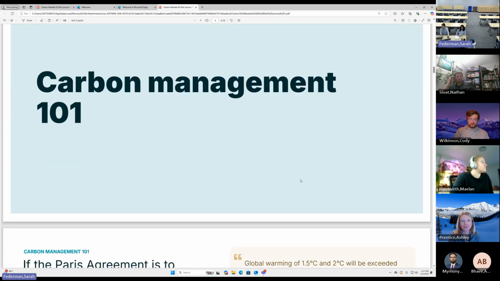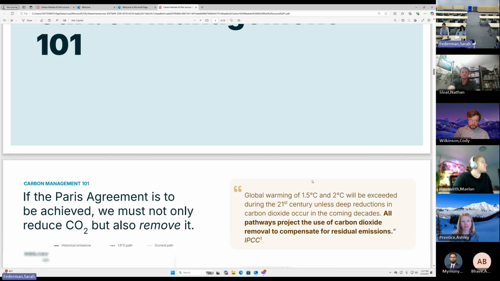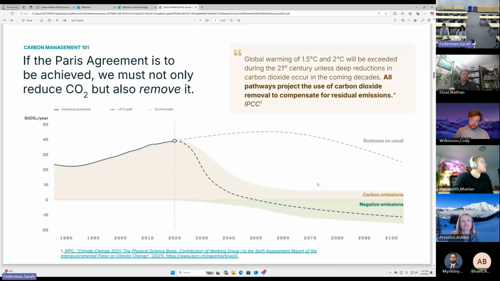But first, we're going to talk about Carbon Management 101. I think you should all be familiar with the Paris Agreement, right? Yes. Thank you. If we want to meet our targets, and we're quickly approaching that point of no return where, I guess, 1.5 is basically out the window, but if we want to meet any climate targets, we can't just be reducing and avoiding emissions. We need to also be removing carbon dioxide from the atmosphere. This is where a lot of my work sits: thinking about how we can be removing carbon credibly.